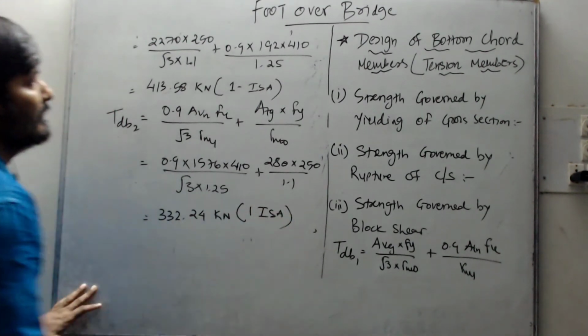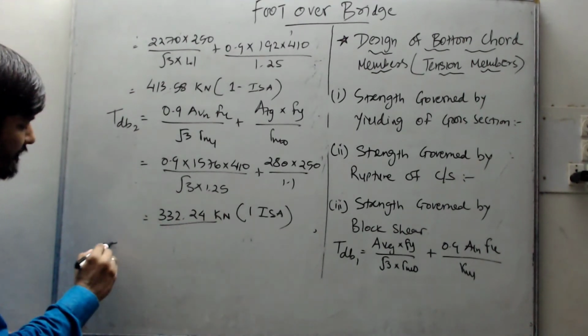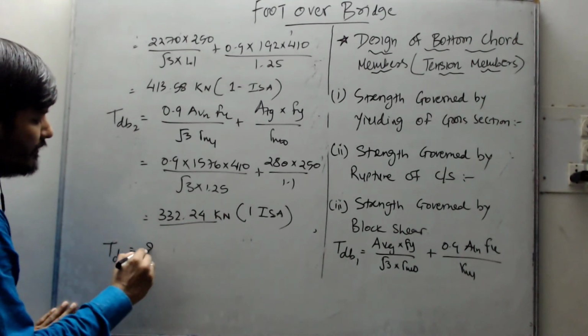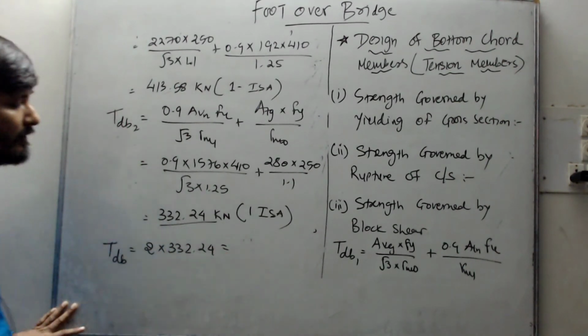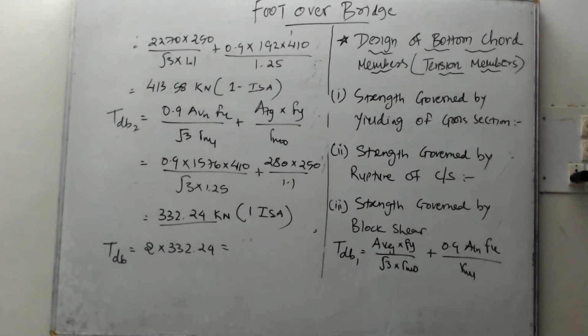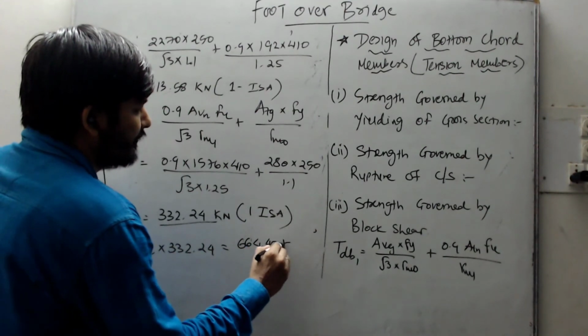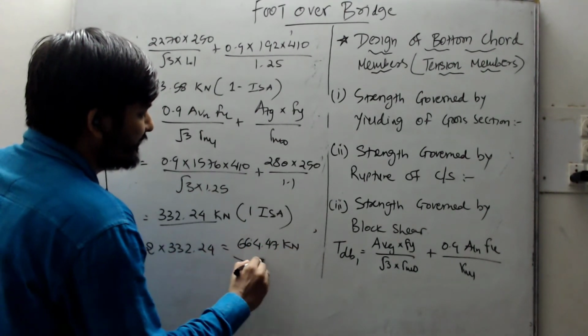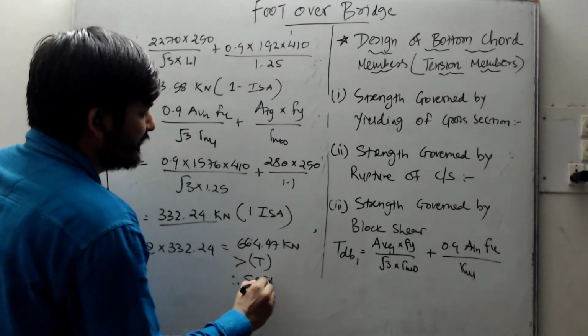Right? So out of this, whichever is minimum, that will be your TdB value. So my TdB minimum is this. So finally TdB is equal to 2 multiplied by 332.24, because we are finding for two angle sections. So finally I got 664.47 kilonewton, which is again greater than the tension force which is actually acting. Therefore our member is safe.